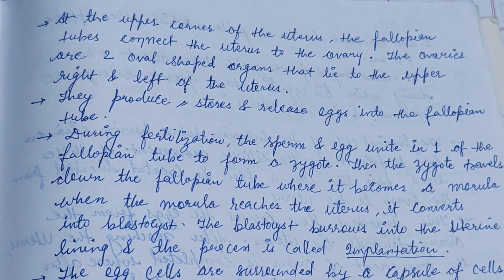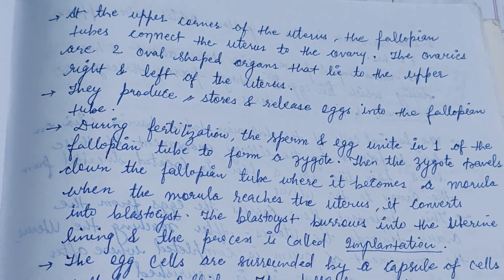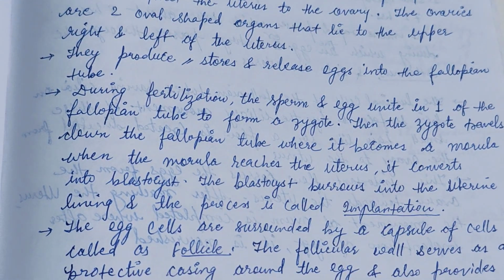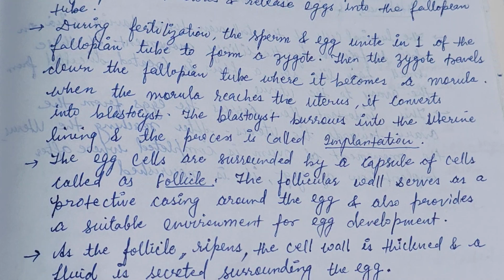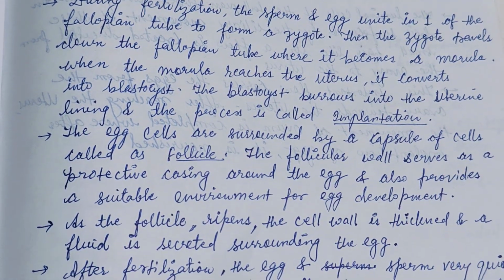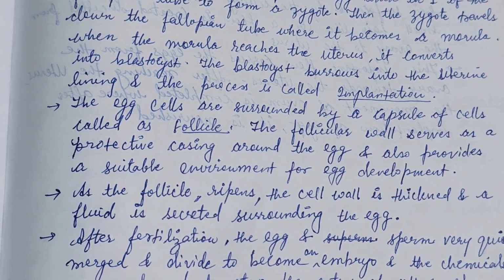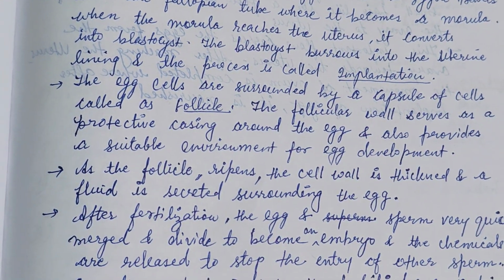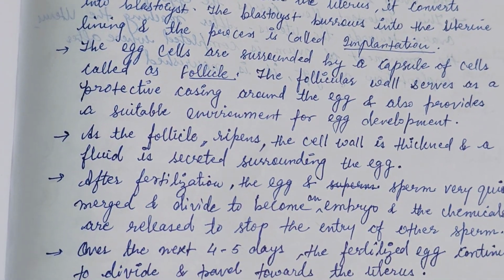At the upper corner of the uterus, the fallopian tubes connect the uterus to the ovary, and these ovaries are two oval shaped organs that lie to the upper right and left of the uterus. During fertilization, the sperm and the egg unite in one of the fallopian tubes to form a zygote, and this zygote travels down the fallopian tube where it becomes a morula. When the morula reaches the uterus, it converts into a blastocyst, and the blastocyst implants, and the process is called implantation.